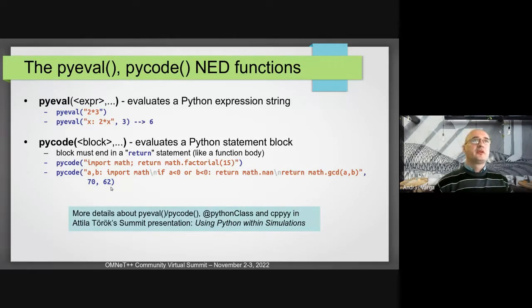So the PyEval and PyCode functions. The PyEval function evaluates a string as a Python expression and returns the result. And you can also have formal parameters before a colon. And the PyCode NED function evaluates a Python statement block. There's a distinction between the two because Python makes a distinction between expressions and statements. So in PyCode, you have a string which contains a block of statements, and you can also have formal parameters in here. It is, for example, useful if you need to import something, because that's a separate statement.